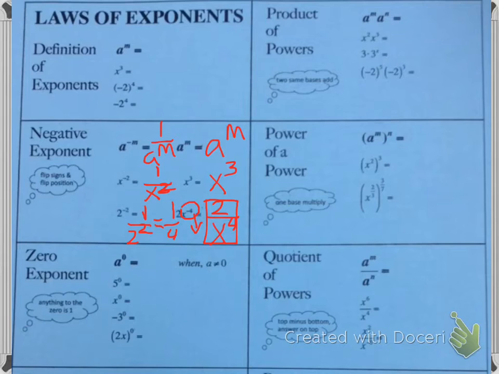Okay, next is 0 exponent. This is the easiest one. Anything to the 0 is 1. So this is 1, 1, 1, 1, 1.